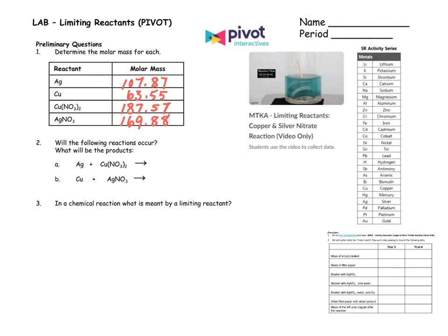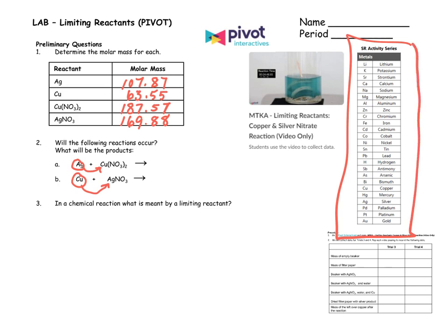Question 2. Will the following reactions occur, and what will be the products? Now, hopefully you're looking at that recognizing that these are going to be single replacement reactions. And silver will try to replace copper. And in the second one, copper will try to replace silver. Now, how do we know if this will happen or not? We need to look at an activity series, which is on the back of your periodic table.